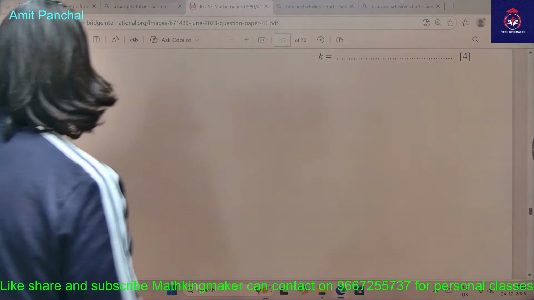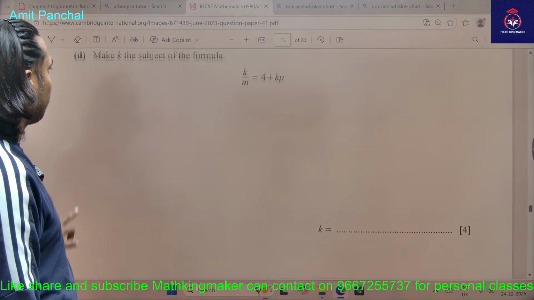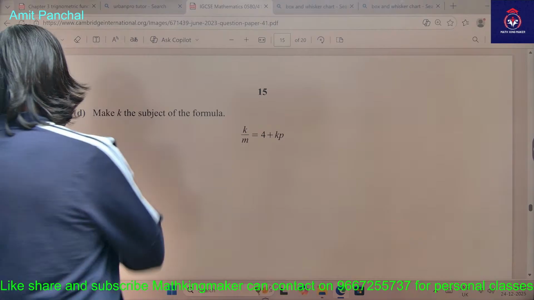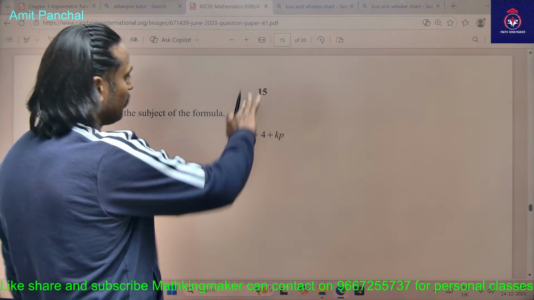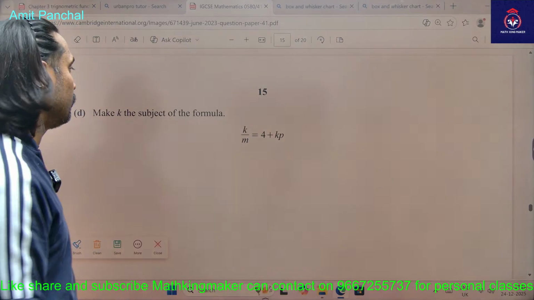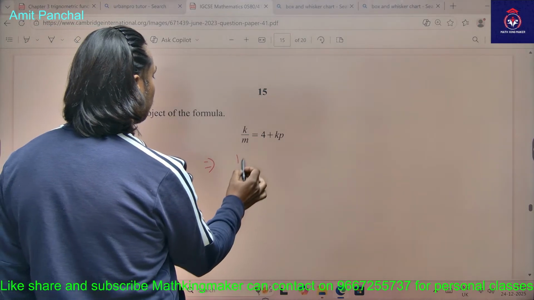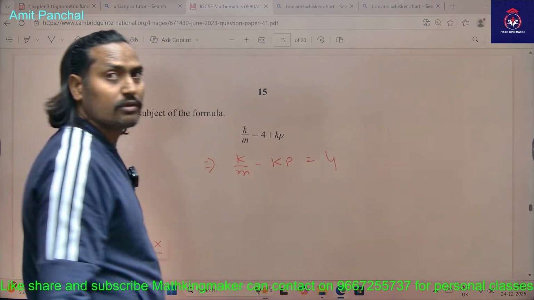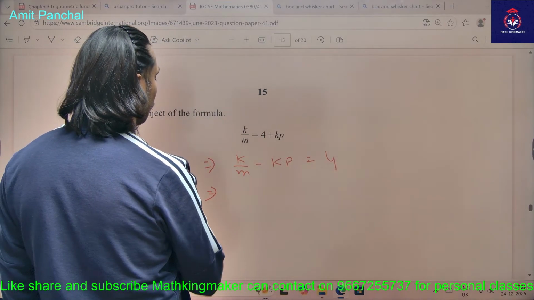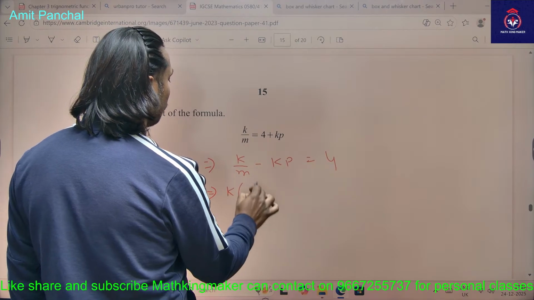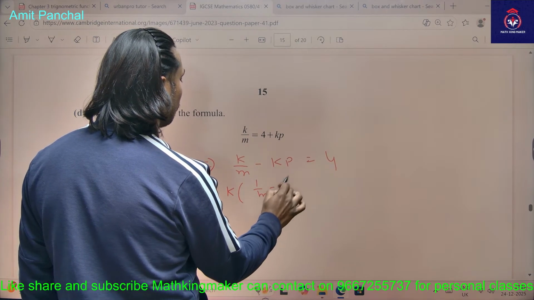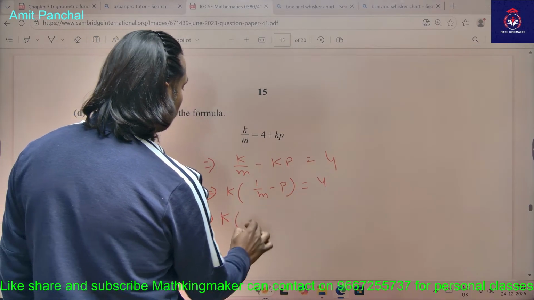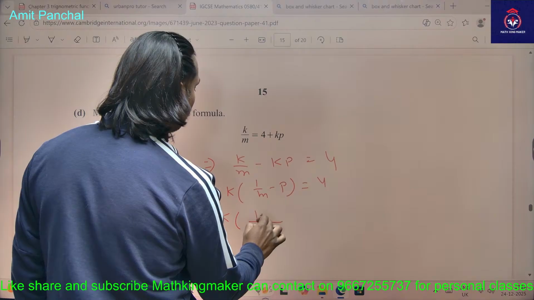7D, make K the subject of the formula. I don't know how to do this if K is on both sides of the equal sign. That is also a simple one. Whatever term K is having, you have to keep it on the same side. K by M minus Kp equal to 4. K is common here, so K times (1 by M minus P) will be 4. Just take the LCM.